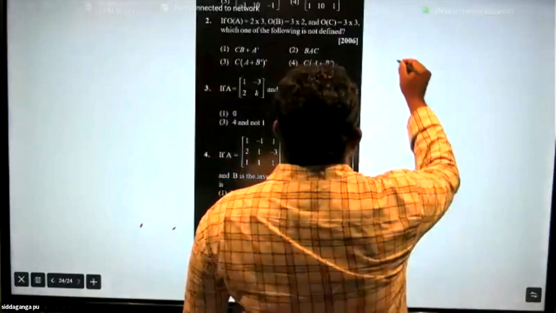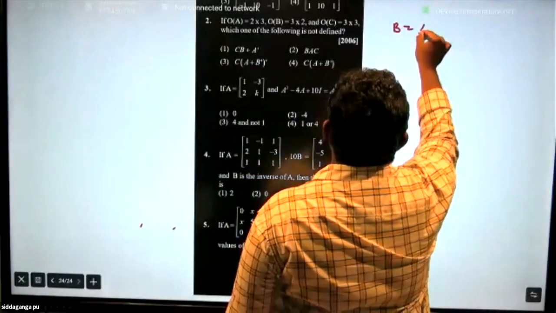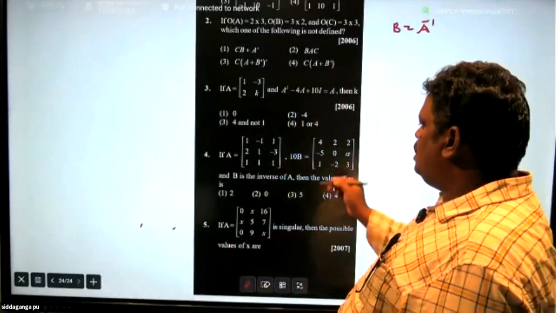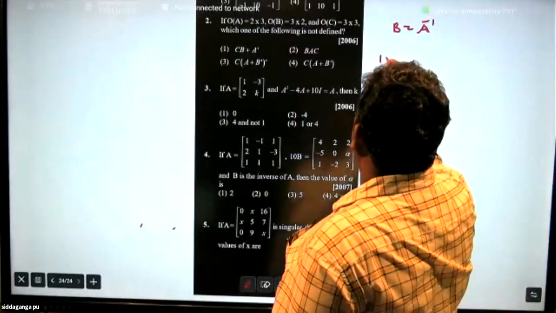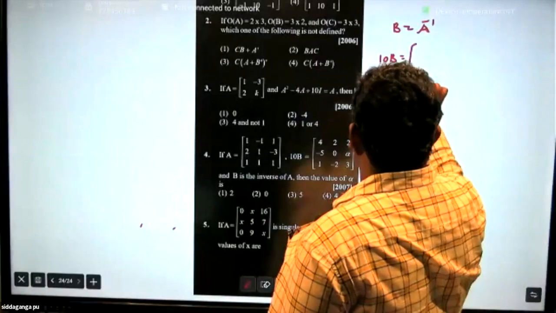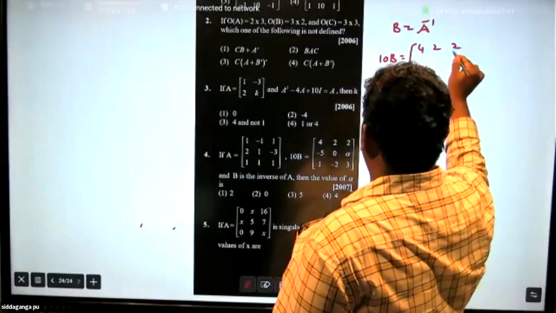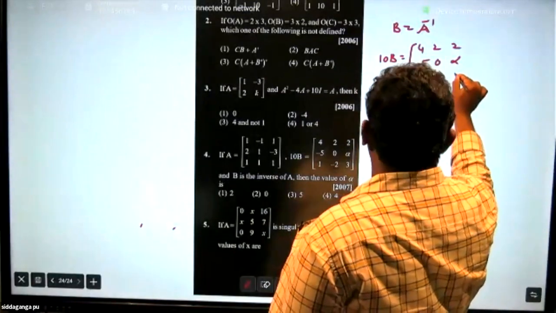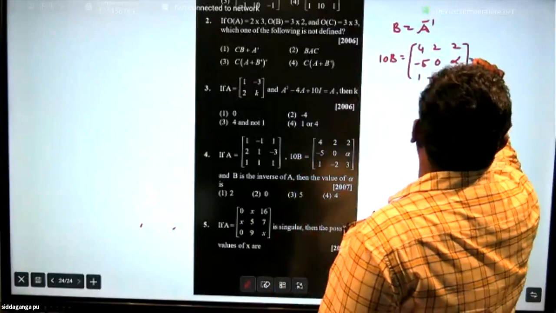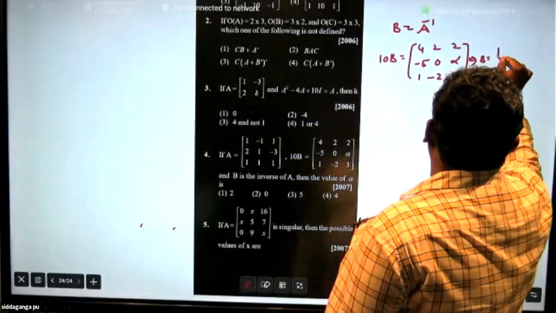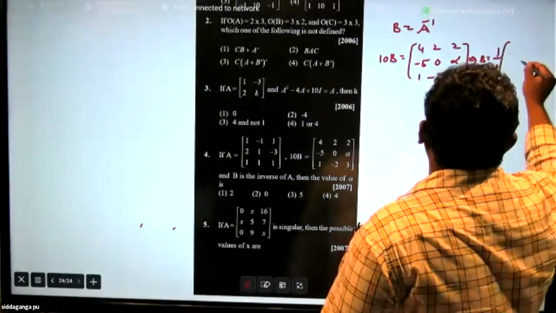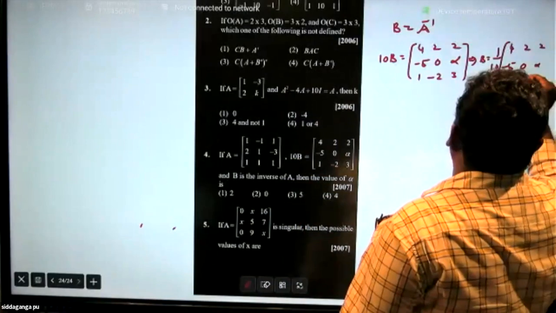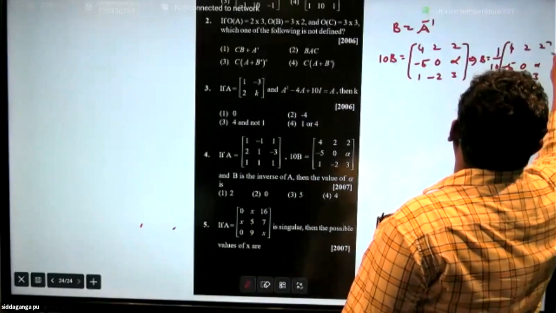Already we know that B is the inverse of A, meaning what? B is equal to A inverse. Now from 10 into B given, by using 10 into B, we can find out the B value: 4, 2, 2, next minus 5, 0, alpha, 1, minus 2, 3. From this equation, B is equal to 1 by 10 into this matrix of 4, 2, 2, minus 5, 0, alpha, 1, minus 2, 3. So this is the B value.